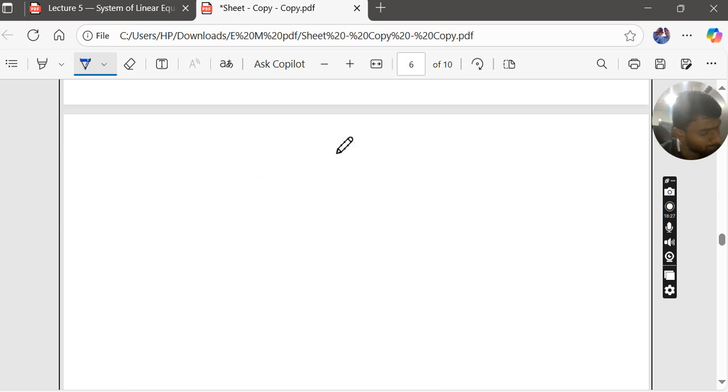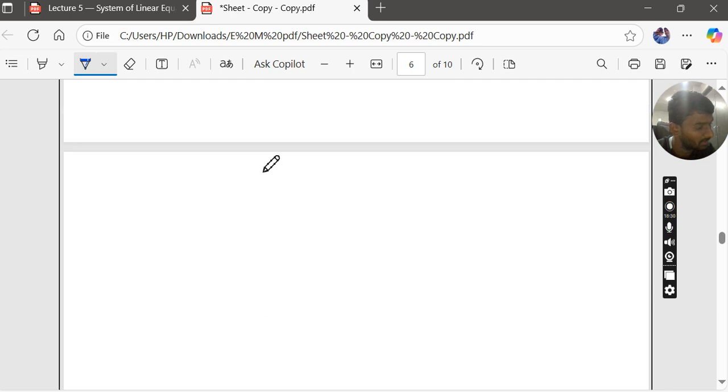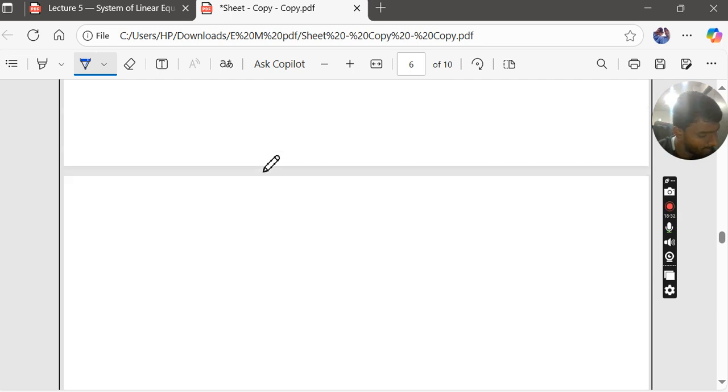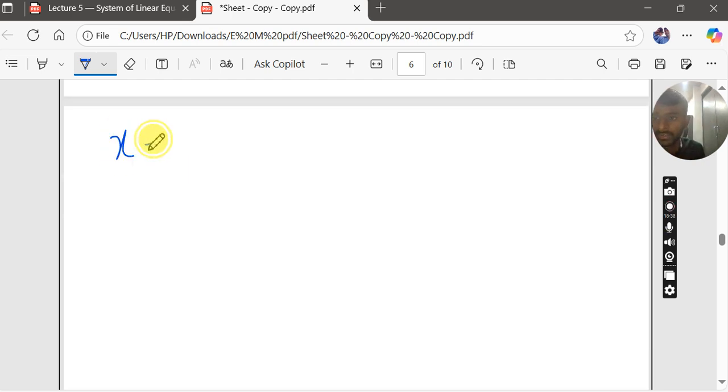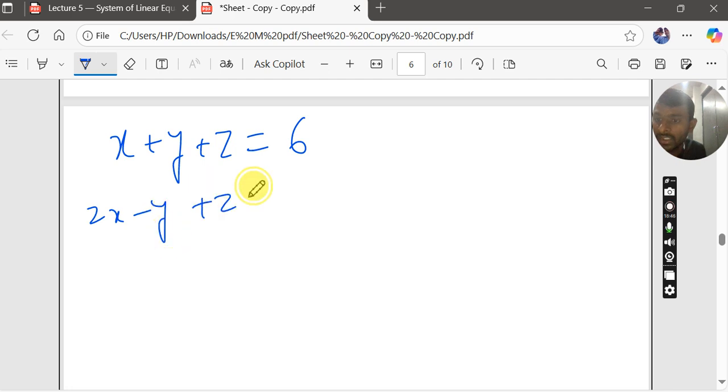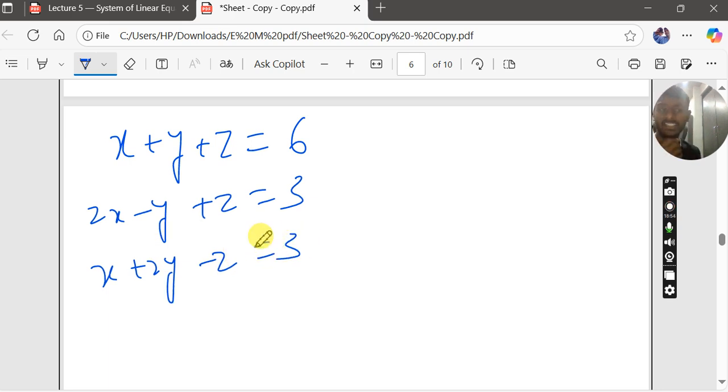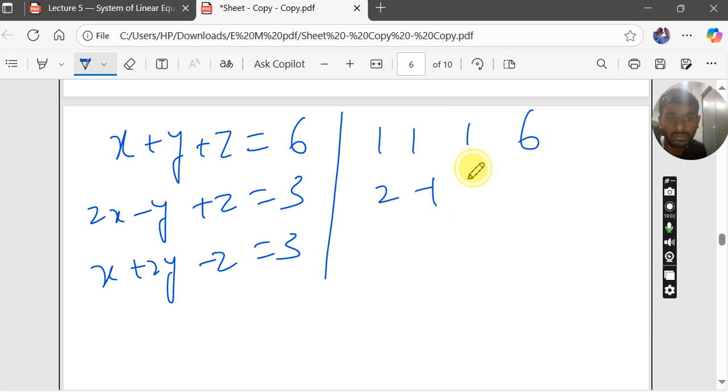Let's say you are having a matrix. x plus y plus z equal to 6, and 2x minus y plus z equal to 3, x plus 2y minus z equal to 3. Now you need to find x, y, z, and first you need to know the rank here, right? So 1 1 1 6, and 2 minus 1 1 3, 1 2 minus 1 3.